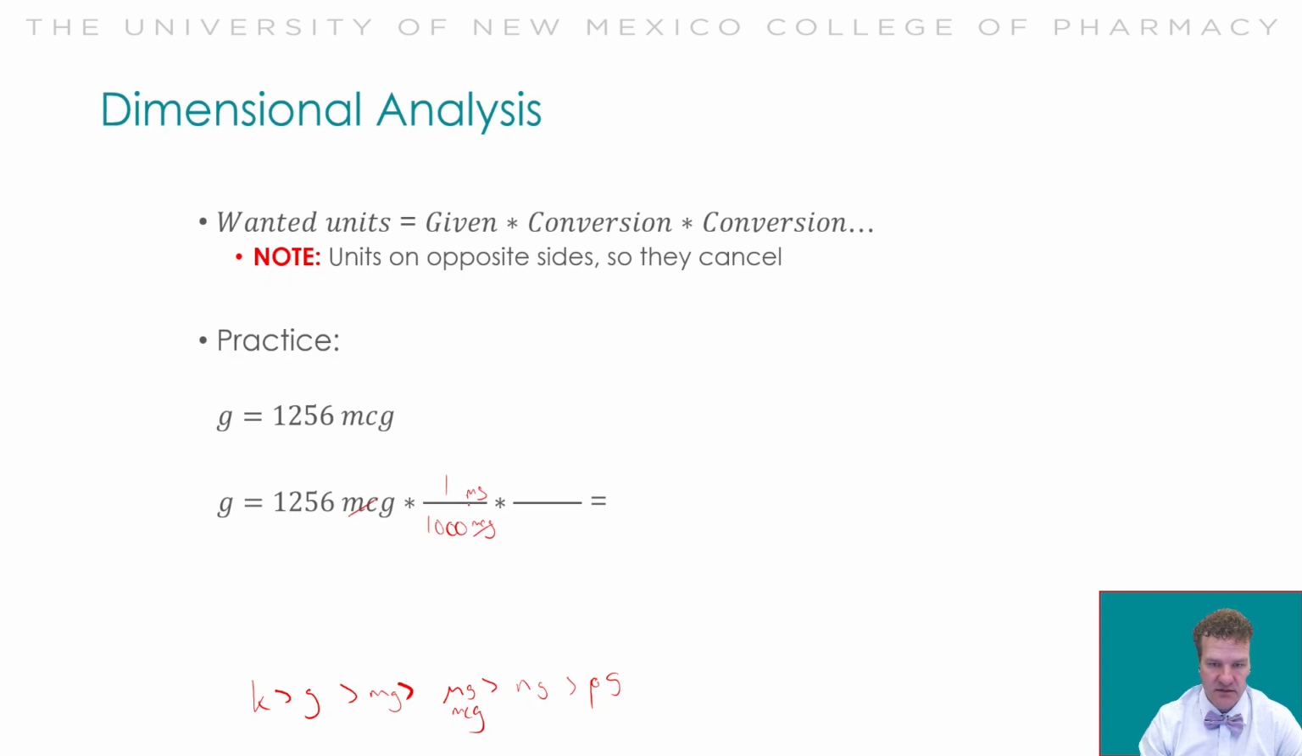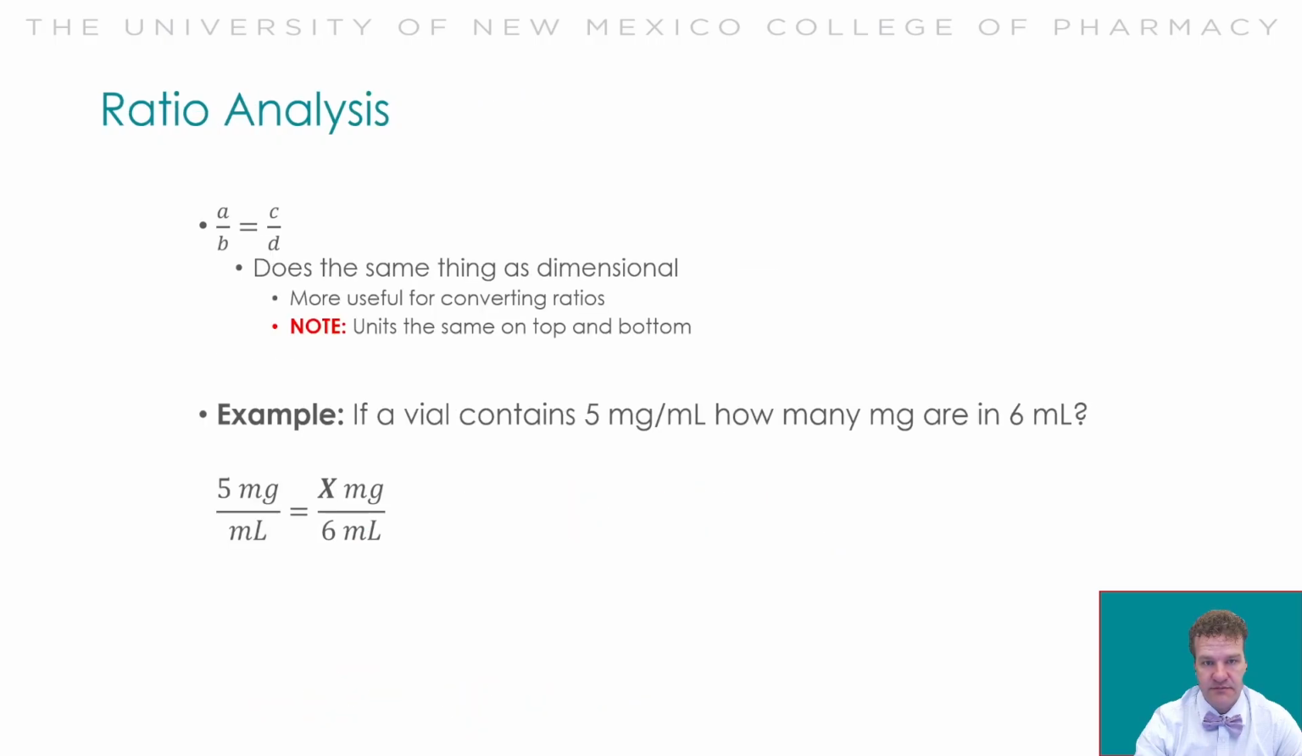Cool, micrograms cancel. Migs don't equal grams, so we have one more to do. Migs go to gram. And gram is the bigger one, so that's our 1. This is our 1,000. Milligrams cancel, and now we're left with grams. So when we do that math, 1256 divided by 1,000 divided by 1,000 equals 0.001256 grams. Okay? So that's dimensional analysis, and you can use it from going within the metric system or from going metric to standard and then standard back to metric. Okay? So you can do all of those.